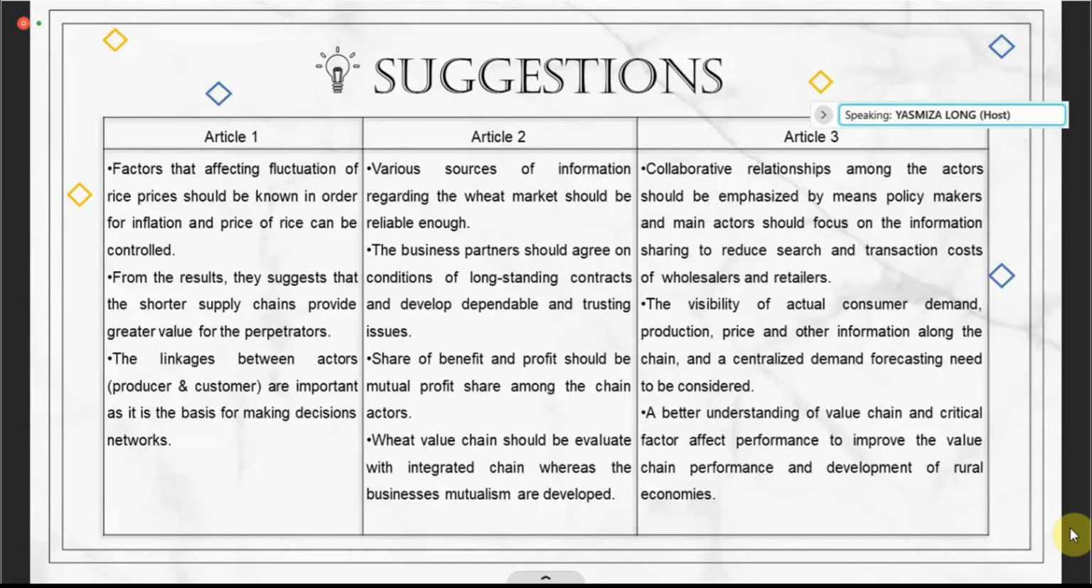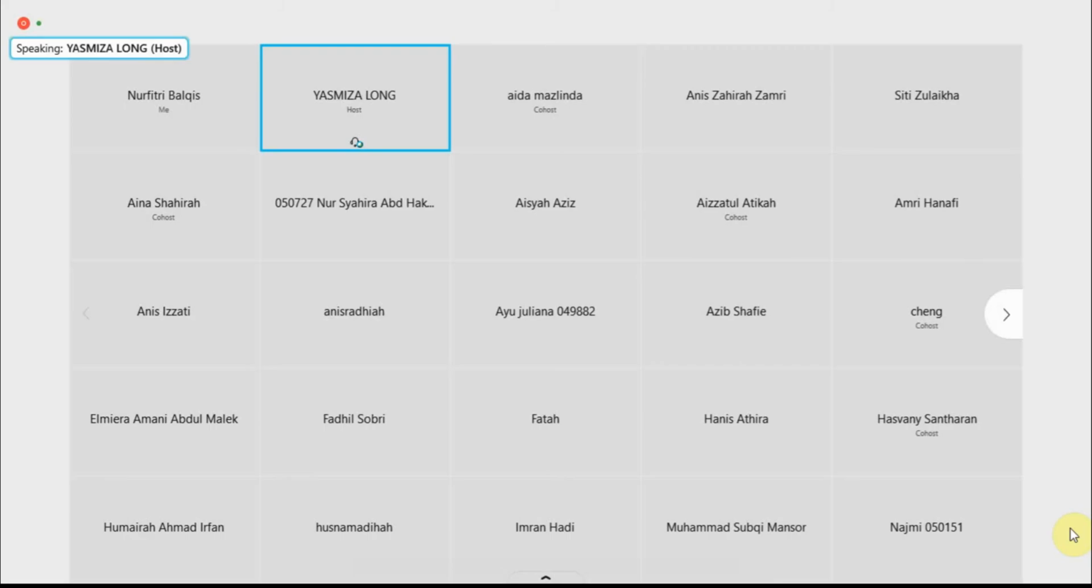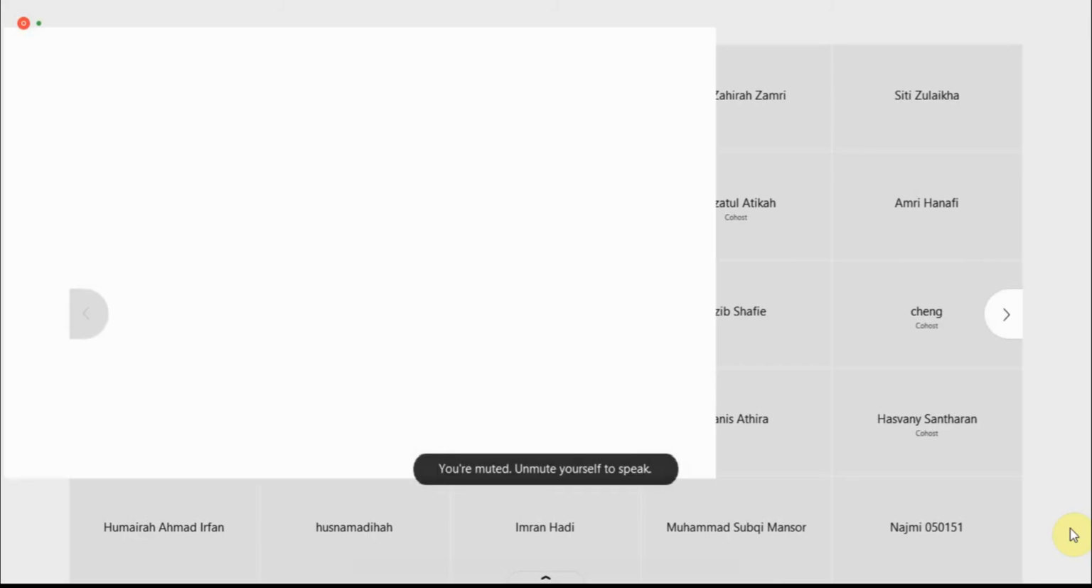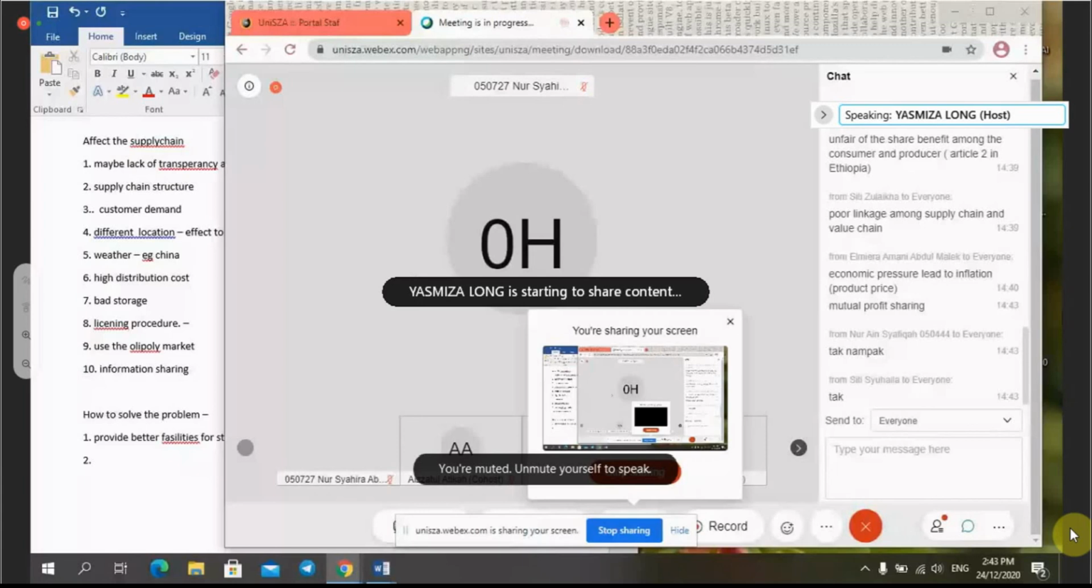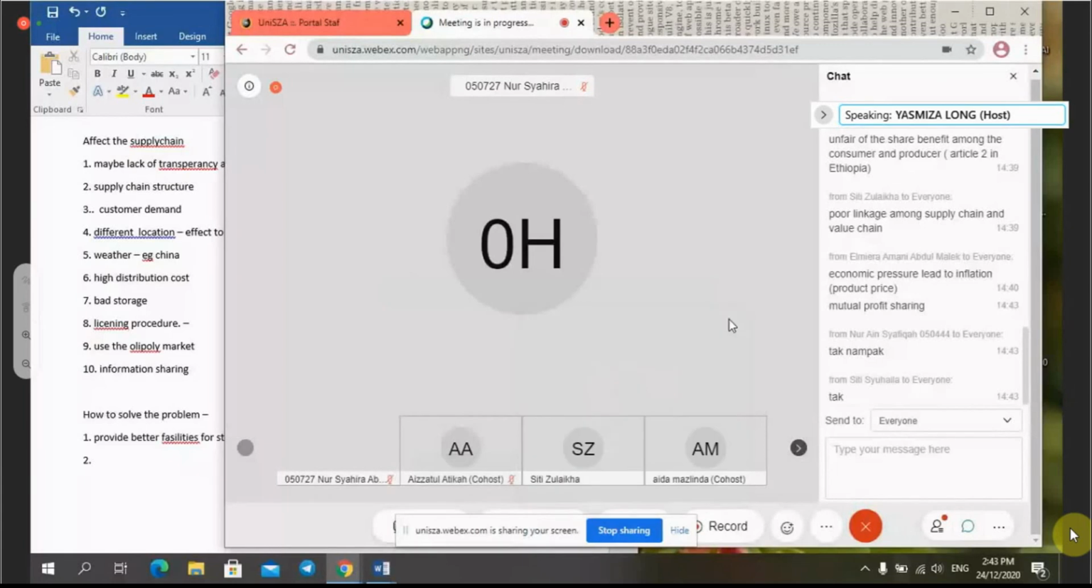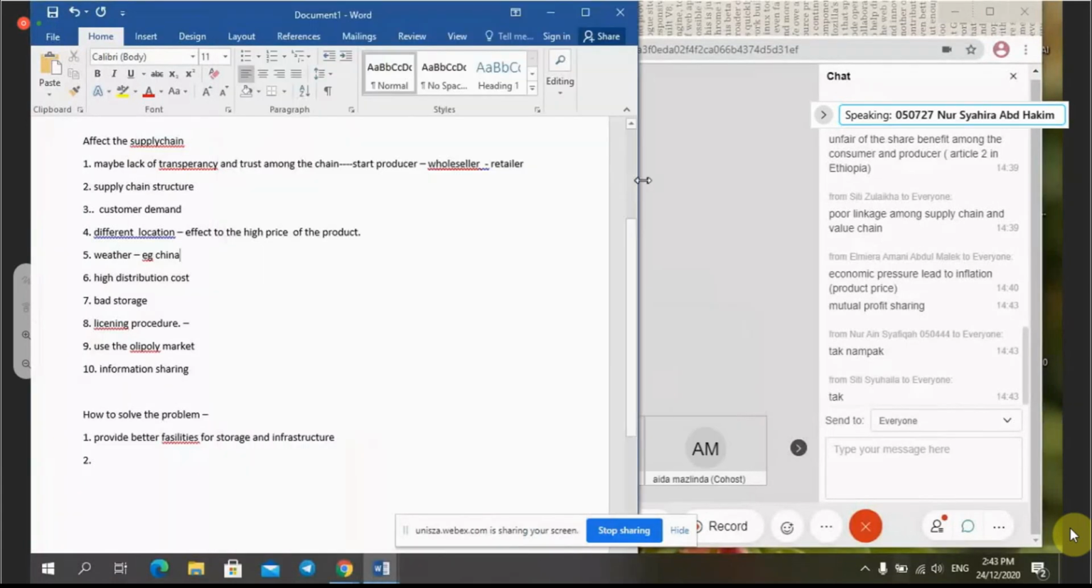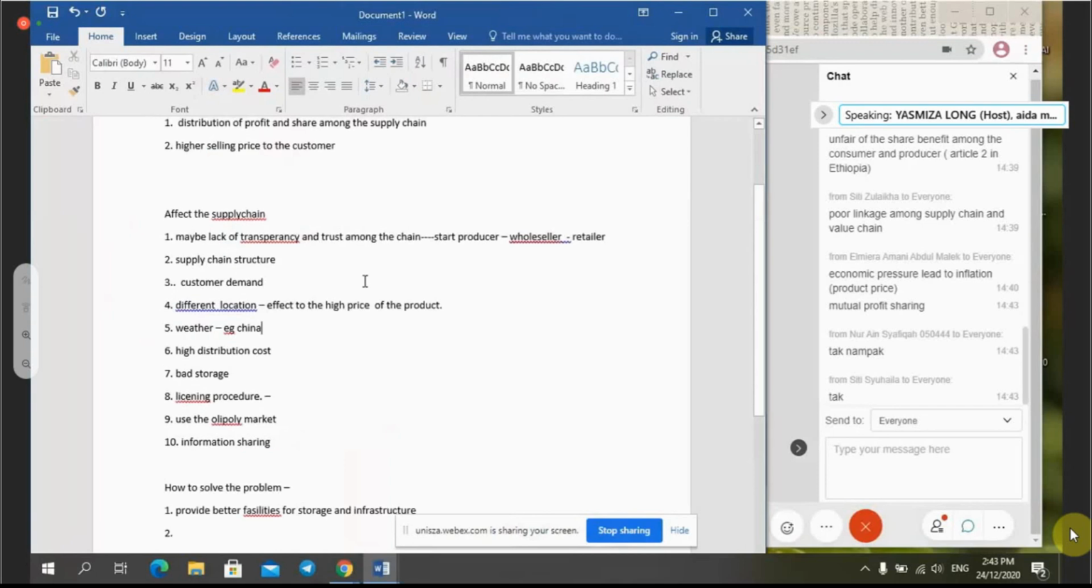You nampak tak yang saya share dekat ni? Yang saya tulis dekat words ni, nampak kan? Okay, boleh. Madam, nampak ke yang saya share ni? Okay, saya share balik screen. Nampak yang suggestion je. Nampak tak screen saya ni? Nampak. Yang word saya tulis ni. Okay, dah nampak dah madam.